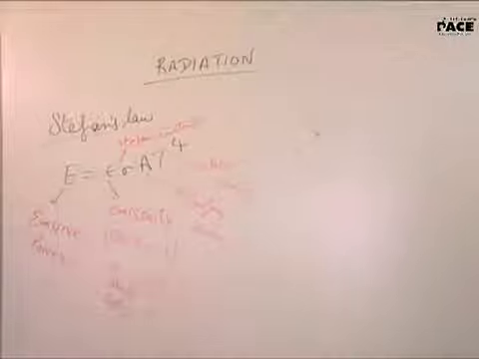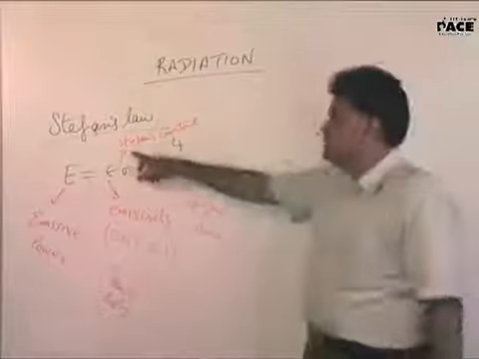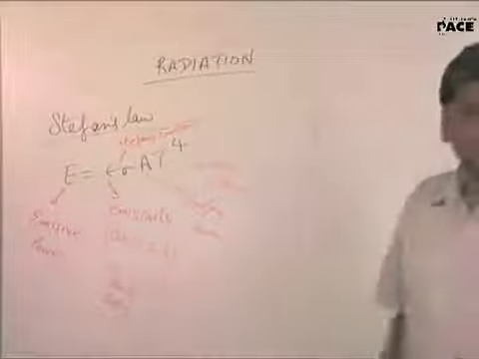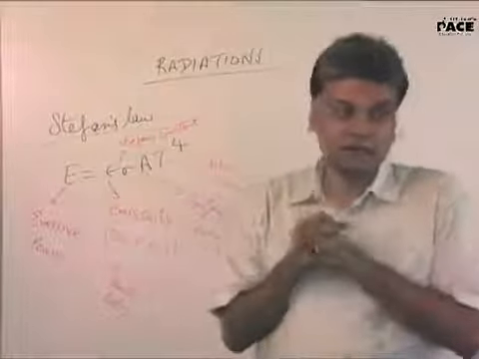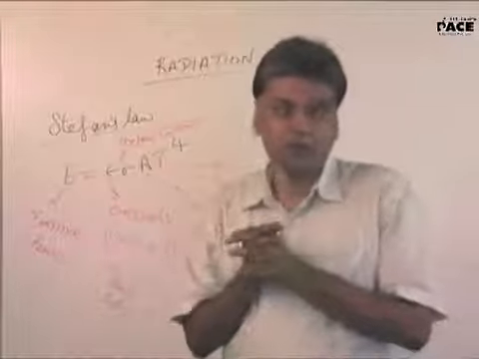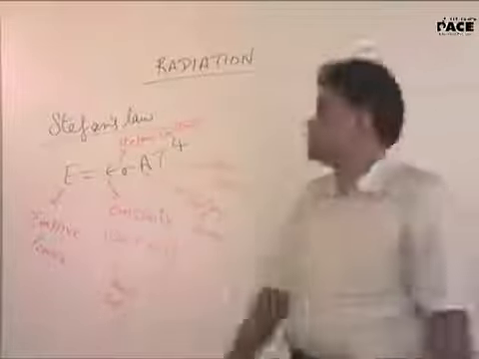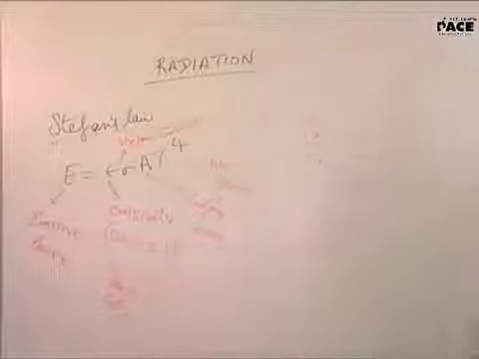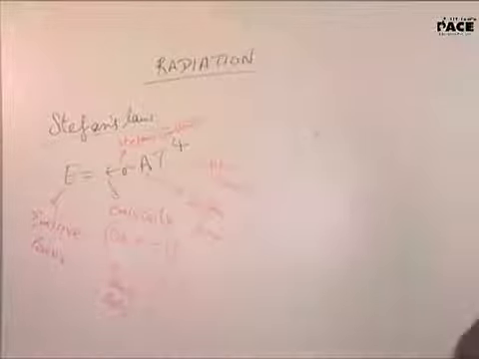Sigma is a universal constant called Stefan's constant. Its values are available in a fixed book. A is the area, surface area. T is absolute temperature. In the Kelvin scale, you will have to mention the temperature. So anything emits radiation like that. This is one of the laws, so to say. Let's see another idea.